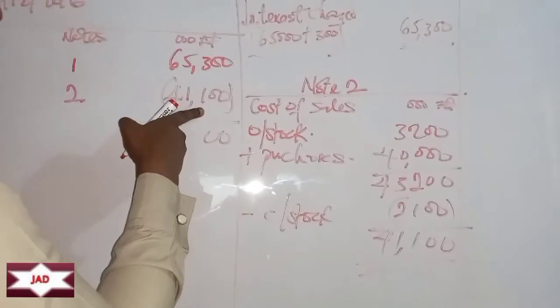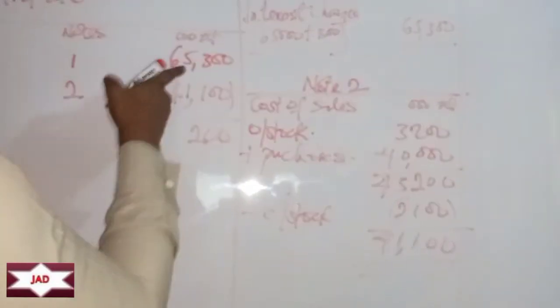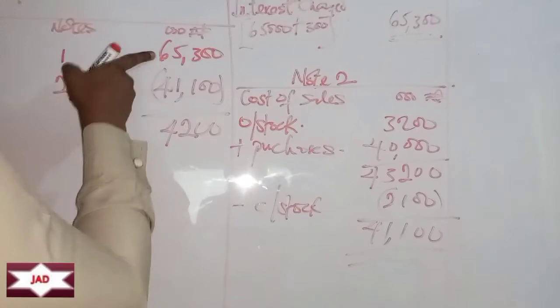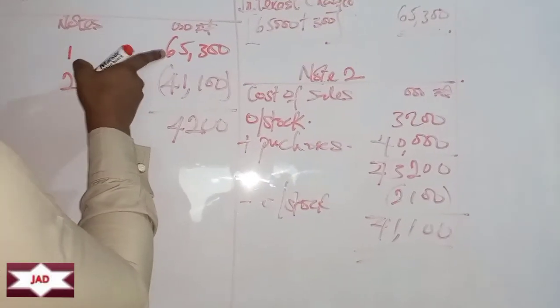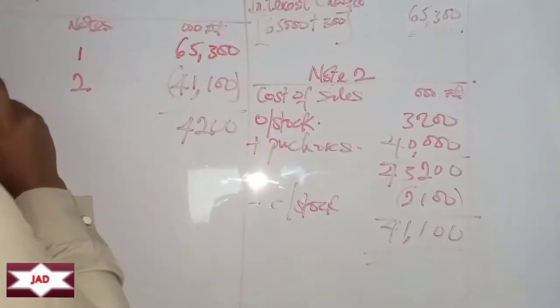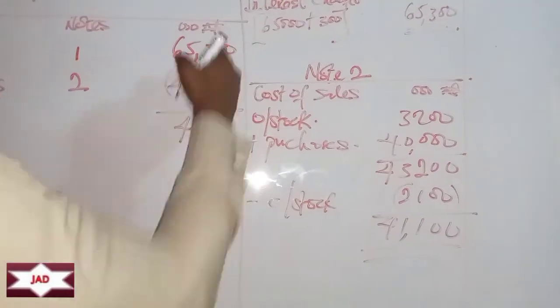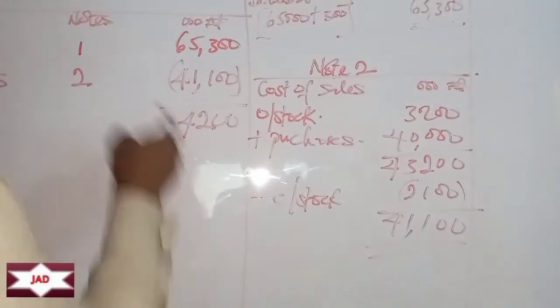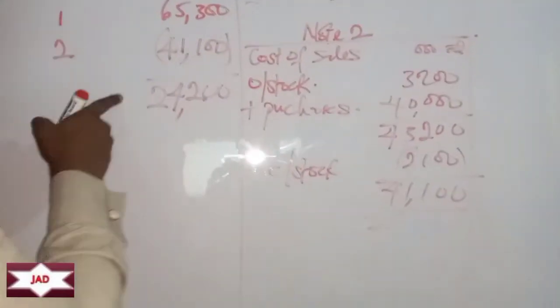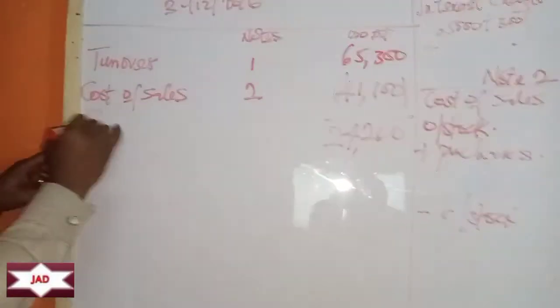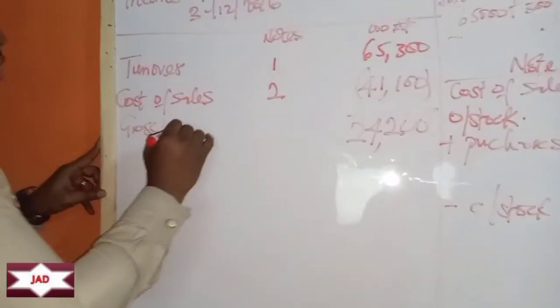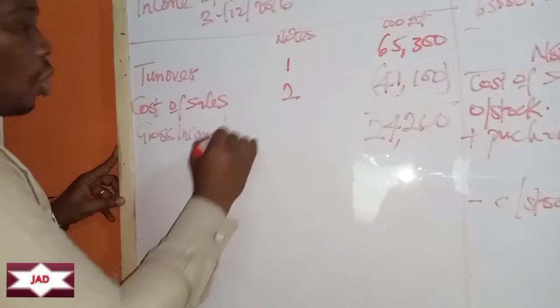So we take that out, just like a normal trading account, 43,200 minus 2,100 is 41,100. So this will be your cost of goods sold. So we can say 41,000. So we take that out. We have 0 minus 0, 3 minus 1 is 2, 5 minus 1 is 4, 6 minus 4 is 2.